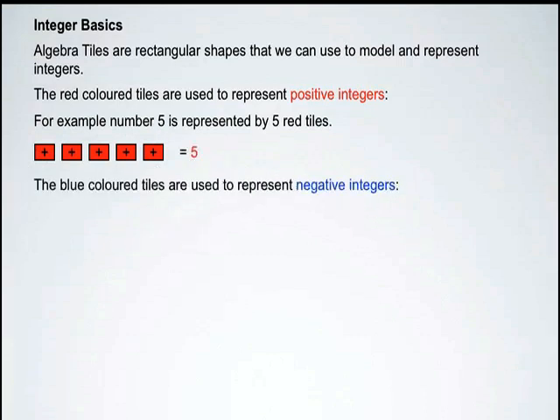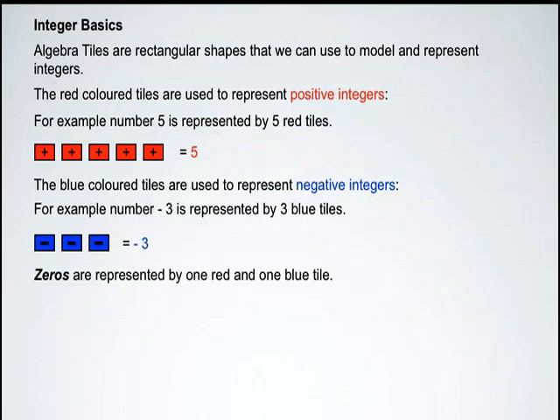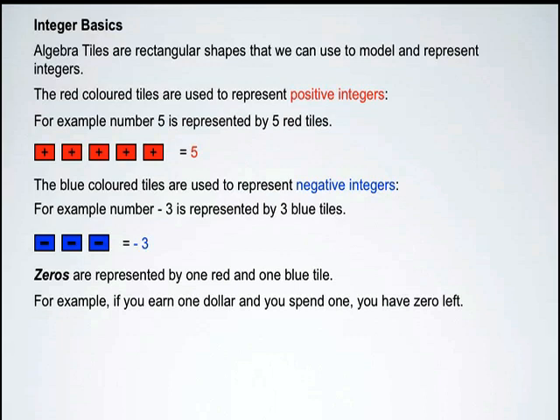Blue tiles will be used to represent negative integers. So if I consider negative 3, I can represent negative 3 as 3 blue tiles. A really important thing to consider is that we can have 0 by looking at a combination of 1 red and 1 blue tile. Because if you consider earning $1, positive 1, and spending $1, negative 1, we know you will have 0 left. So in terms of tiles, 1 red tile and 1 blue tile will always equal 0.